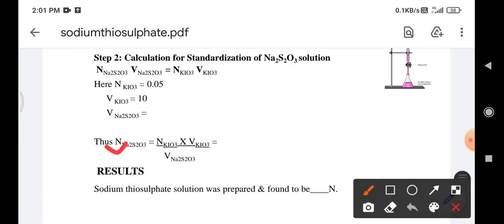Now for the normality of sodium thiosulphate, we can put the formula: the normality of KIO3 into the volume of KIO3 divided by the volume of Na2S2O3. By putting all the values, we can get the normality of sodium thiosulphate here. The normality which we get here in the calculation will be quoted in the result. The result will be written as: the sodium thiosulphate solution was prepared and found to be this normal.